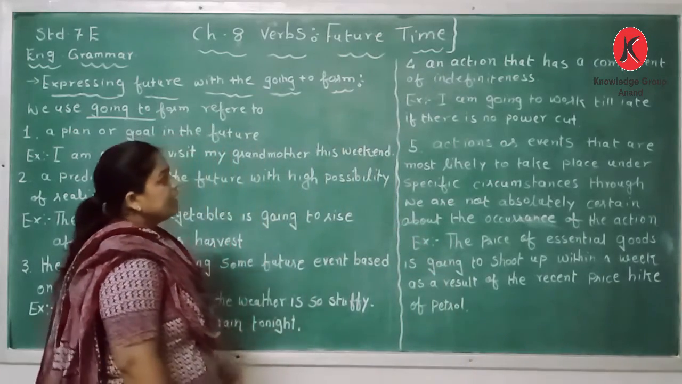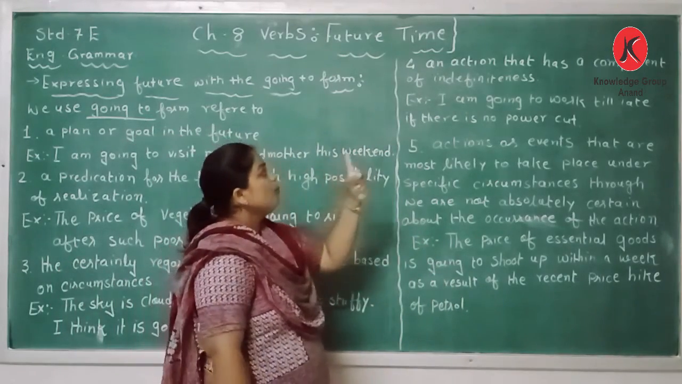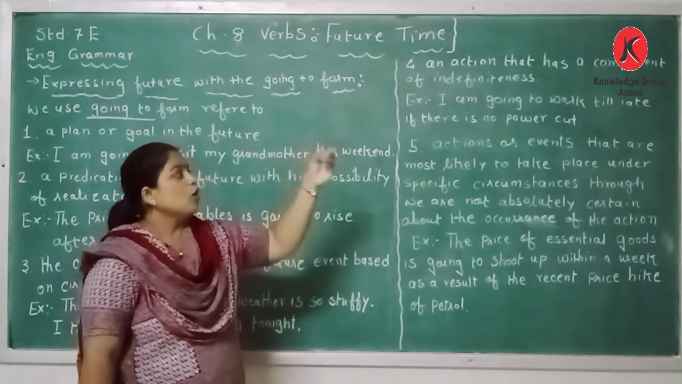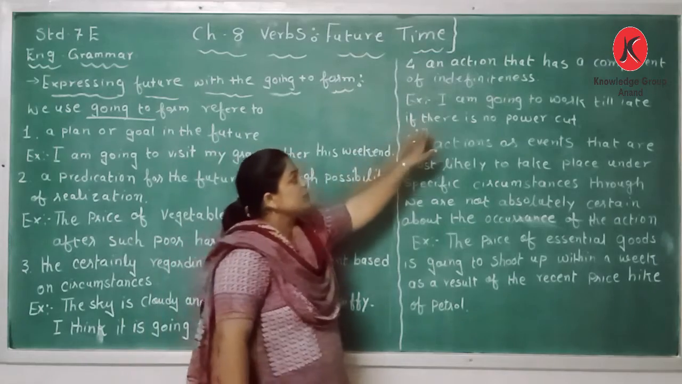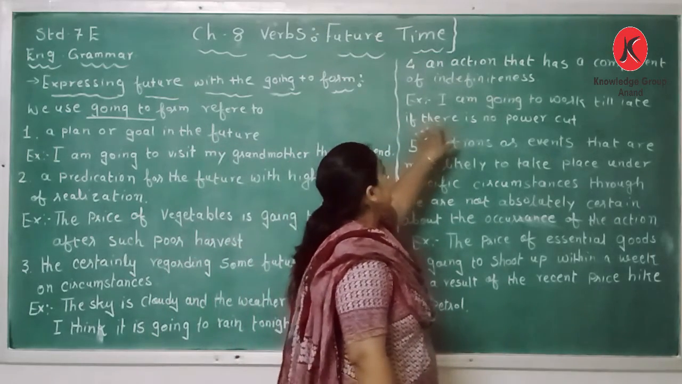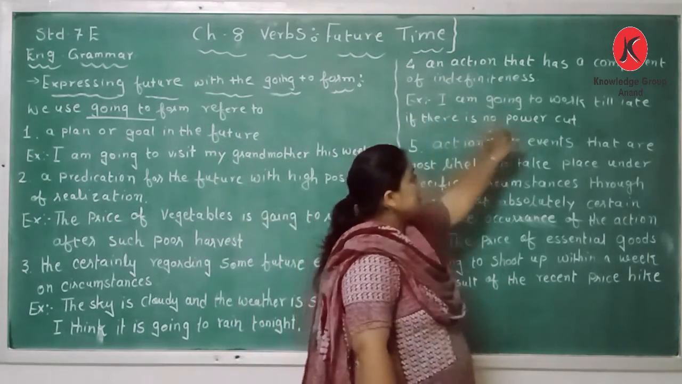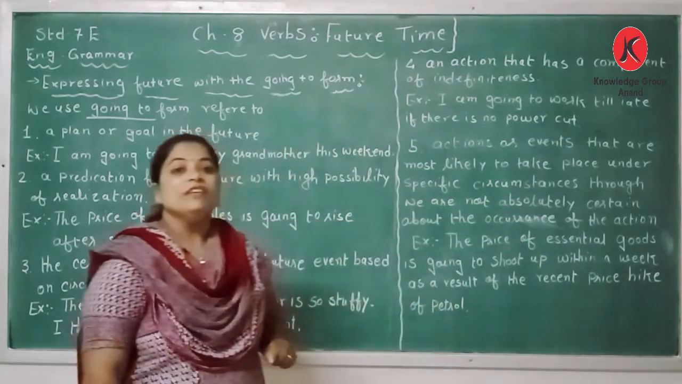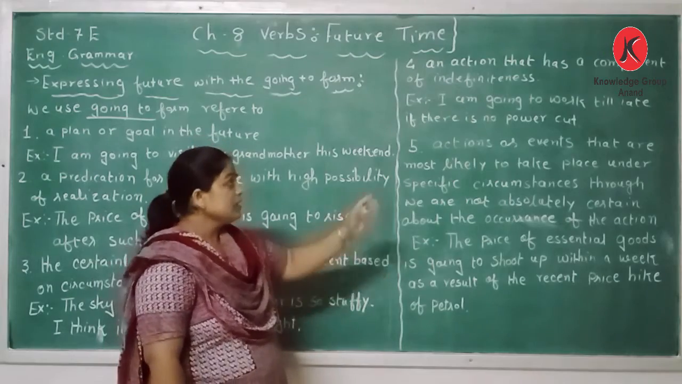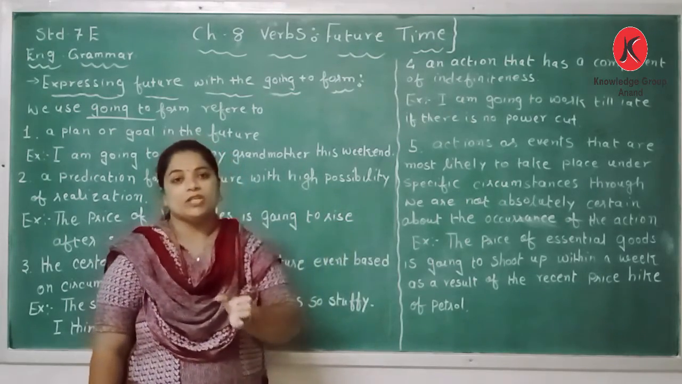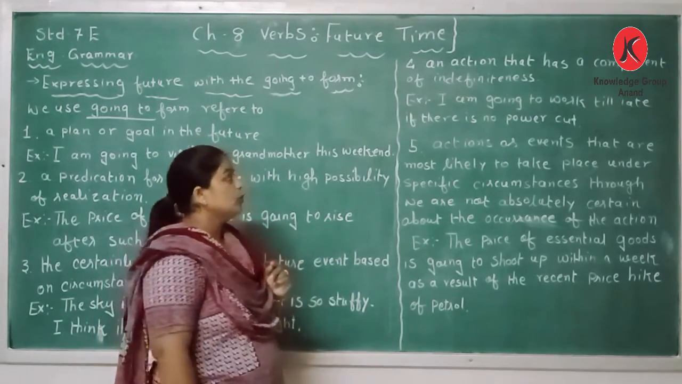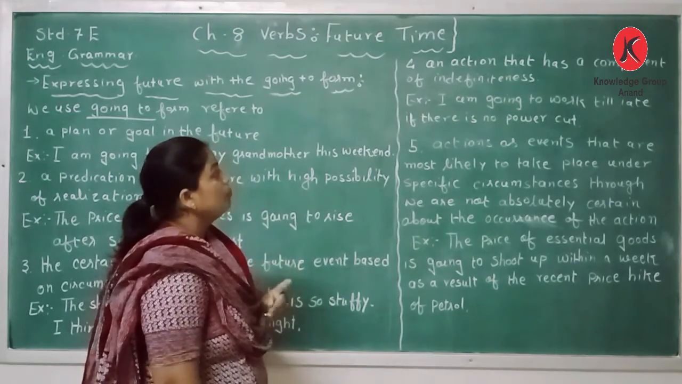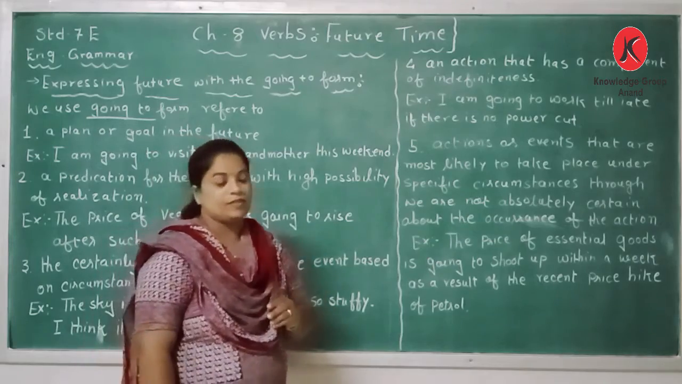The fourth point is an action that has a component of indefiniteness. A component of indefiniteness means, I am going to work till late if there is no power cut. That means if there is no power cut, the person is going to work till late at night. An action that has a component of indefiniteness.